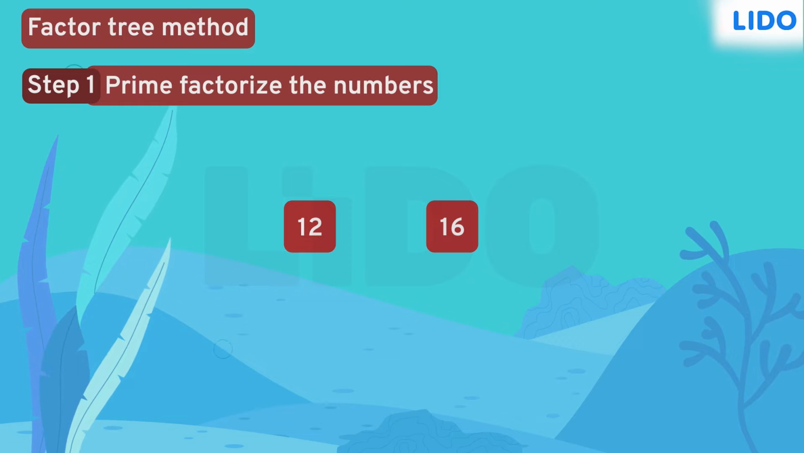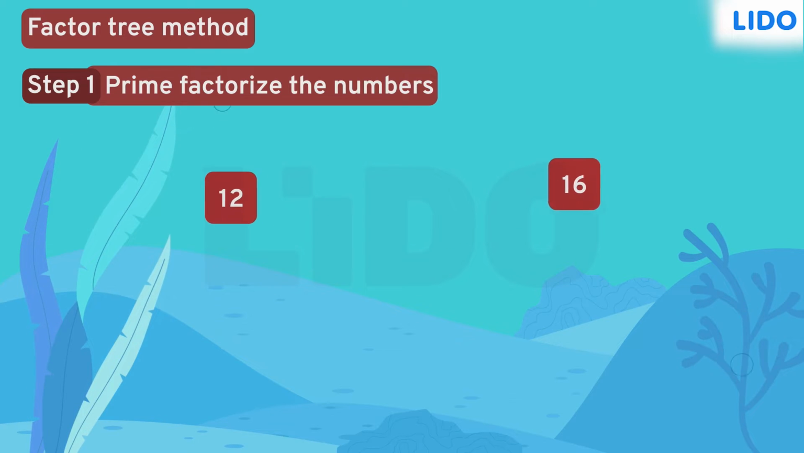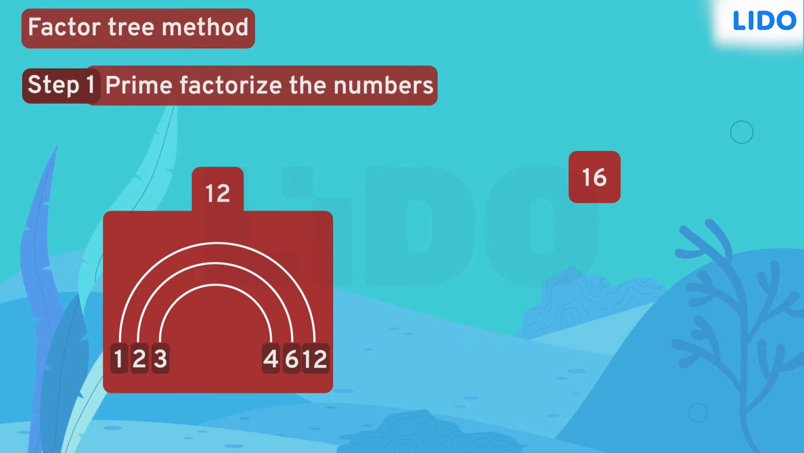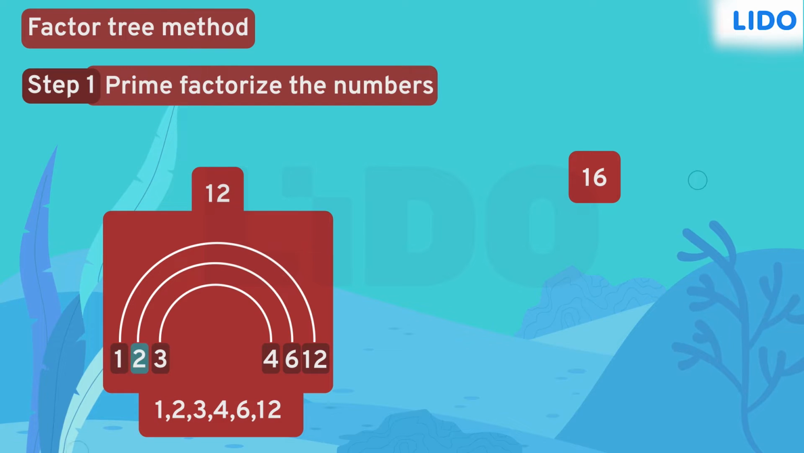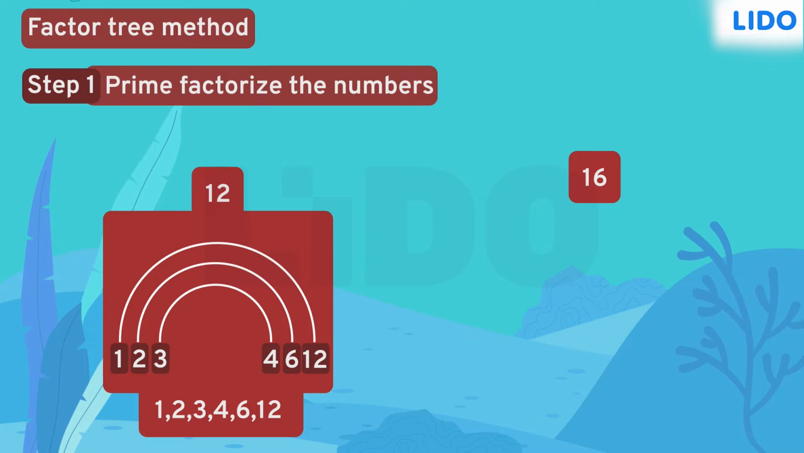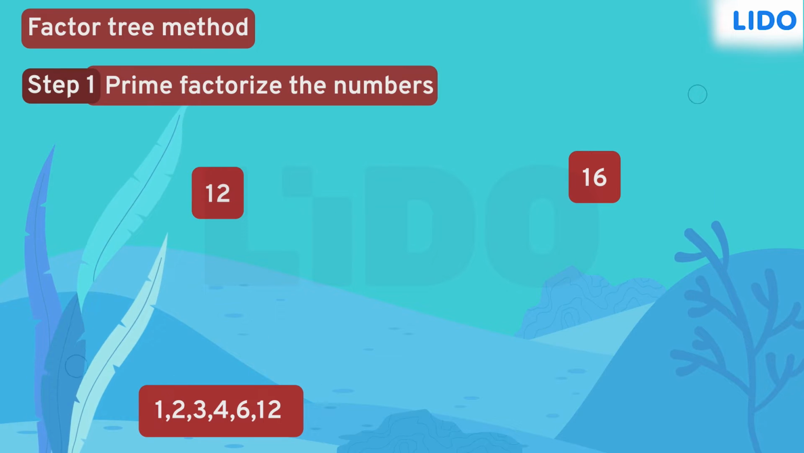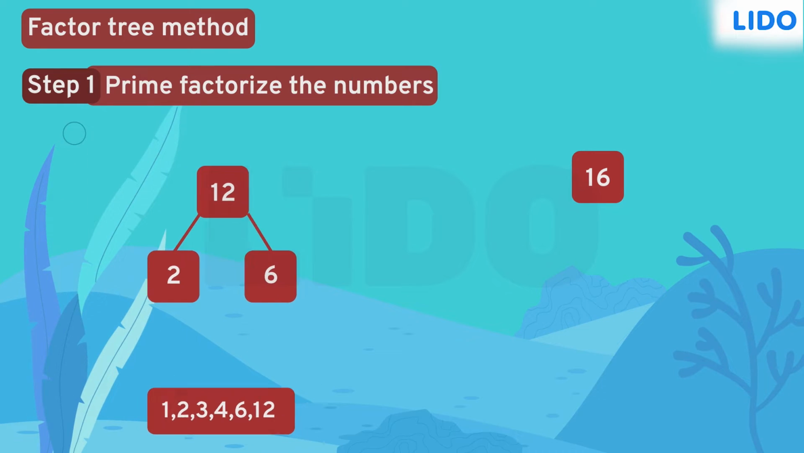The first step is to prime factorize the numbers. The factors of 12 are 1, 2, 3, 4, 6 and 12. We can start with any factor pair to form the factor tree. Here we start with 2 and 6.